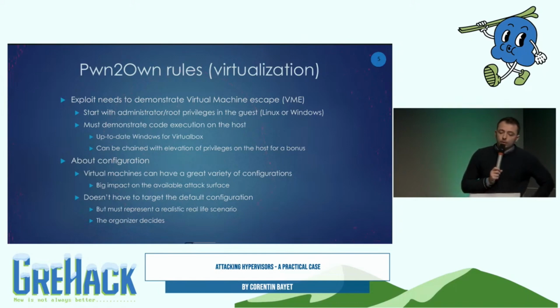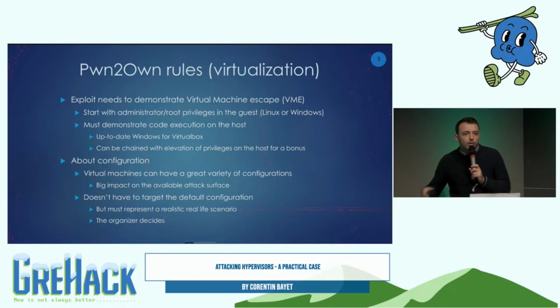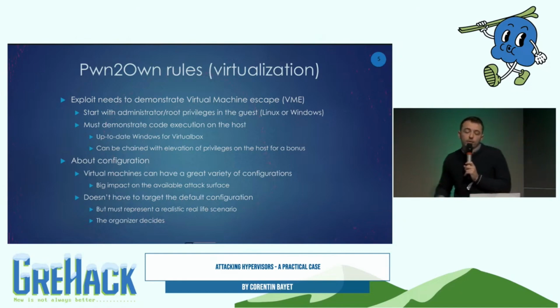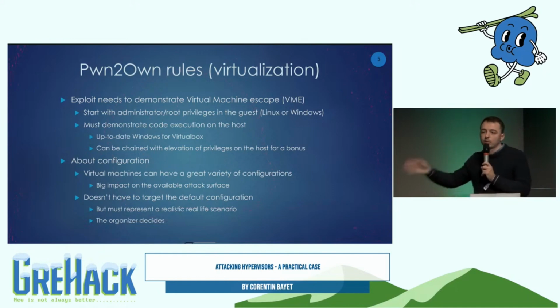And a small piece of information about the configuration. Of course, virtual machines can have a great variety of configurations where you can change the emulated hardware that is exposed to the VM, and it has a very big impact on the attack surface. There is no actual default configuration. You can choose to enable things, expose some hardware, but it must represent something you could find in real life. You ask ZDI if the configuration is okay, and they will tell you yes or no. But you don't have a clear vision of what you can enable or what you can't. You just have to ask.